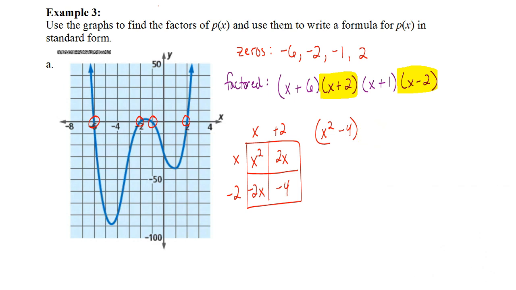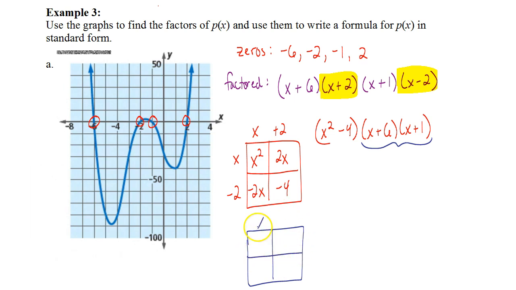Now, you still want to multiply because we still have this x plus 6 and x plus 1. We're still going to multiply those together. So let's actually do that next. I'll do that down here. So we're going to multiply these together now. We'll take the x plus 6 and put that on the outside of the box, and the x plus 1 and put that on the outside of the box.